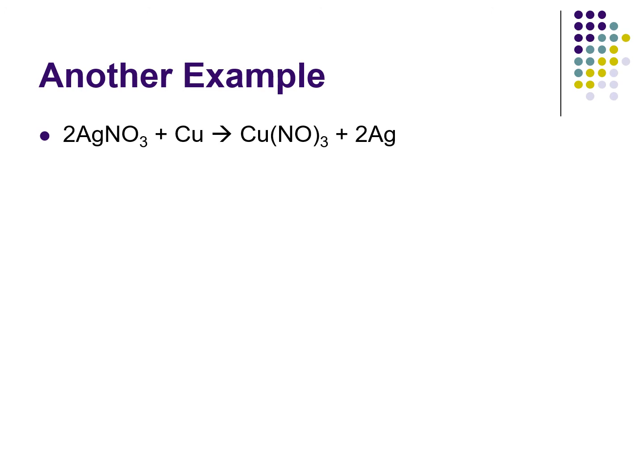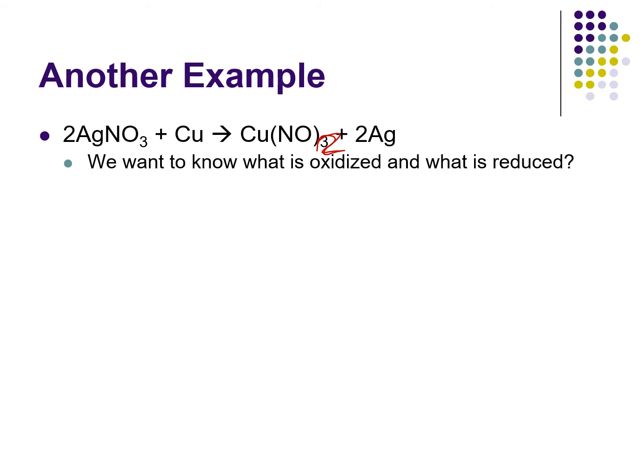So another example. This one's a little messier. So we see some silver nitrate plus copper metal, elemental copper. We're forming copper 3 nitrate. That's not an ion. Oh, anyways. And that should be a 2. That's much better. That 3 was bugging me. And 2 silvers. So we want to know who's being oxidized, who's being reduced.